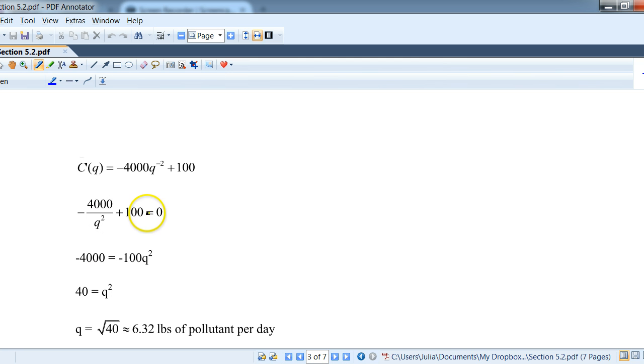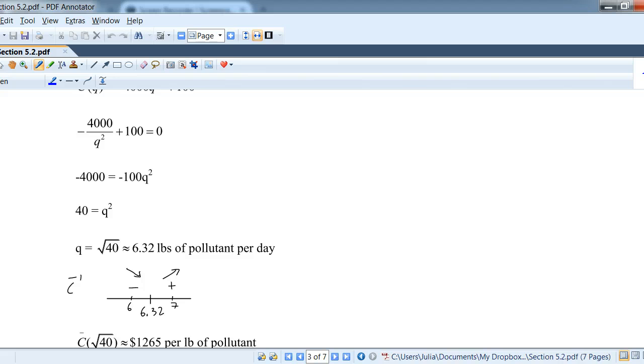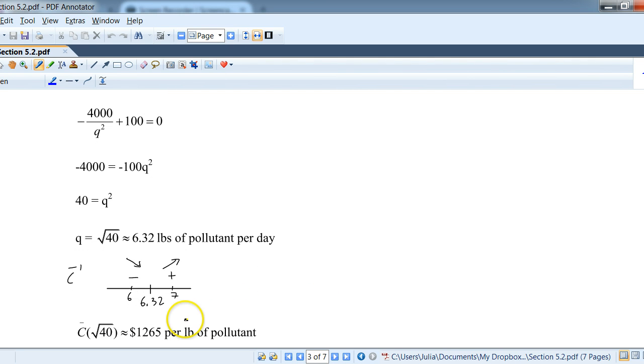I guess you can move the 100 to the other side first and multiply by negative Q squared. Then divide by negative 100, and we get Q squared equals 40. Do not panic. Sometimes it's not a perfect square root. Here we have the square root of 40, but if you round it, we get about 6.32 pounds of pollutants per day. And you can still check if it's a minimum.